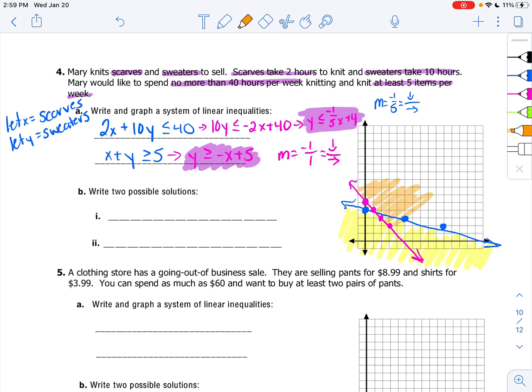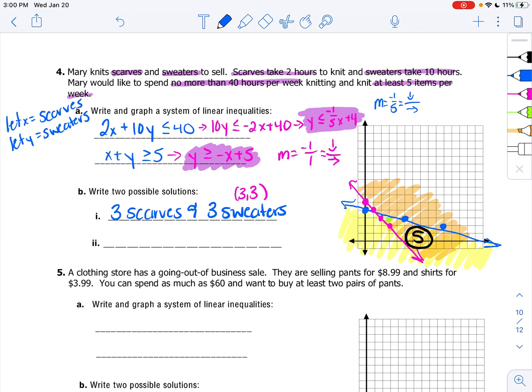So everything up here. And our solution set is going to be where these two areas meet, which would be in this region. So any ordered pair within that region is going to make it true. So one possible solution would be she could do 3 scarves and 3 sweaters. And that would be the ordered pair 3, 3. And if I look at that ordered pair, 3, 3 is here, right, just barely in between my shaded regions.